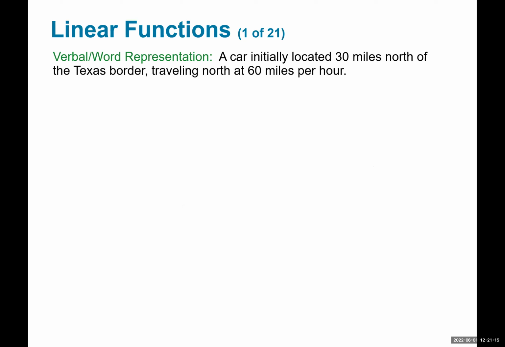Linear functions: we have verbal descriptions, or using words to represent this function. A car initially located 30 miles north of the Texas border is traveling north at 60 miles per hour. So it's already 30 miles north of the Texas border and it's traveling 60 miles per hour.